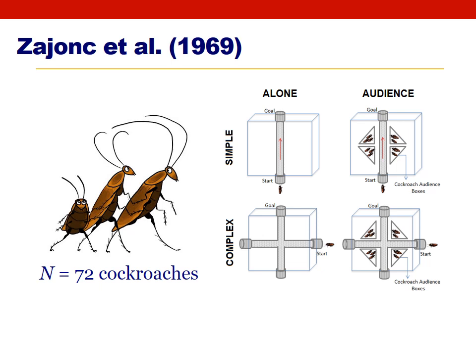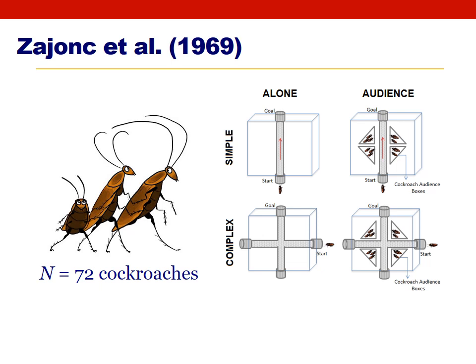So what you're seeing on the screen right now is an illustration of the 2x2 design of this study. Every roach in this study ran either the simple maze or the complex maze. So that's our first independent variable. Whichever maze they did, they either did it alone or they did it in front of an audience. That's our other independent variable. So we've got four possible combinations here.